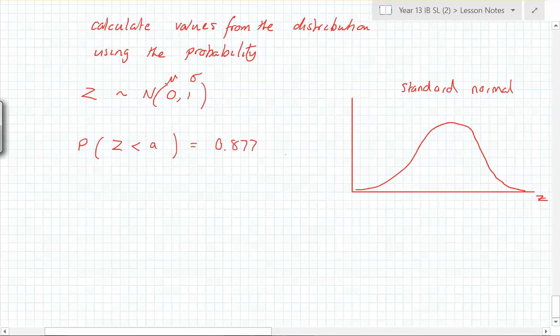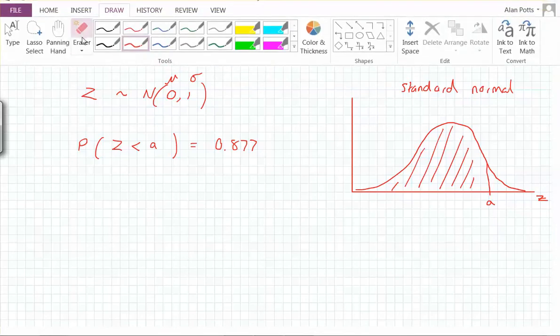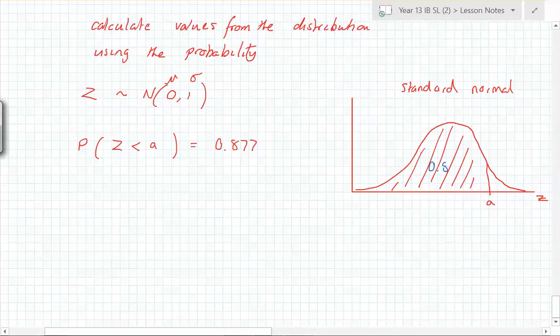So we know it's 87%, so it's going to have to be one end or the other. But we know the 87% is less than A. So we'll put a line. That's A, and what we're saying is that area would be 87, or call it 0.877. So what we're trying to do is work out what this A value is. Okay with that? So that's what we're trying to do.